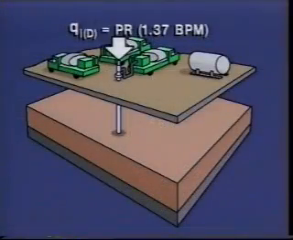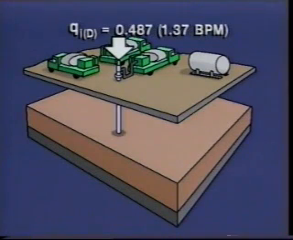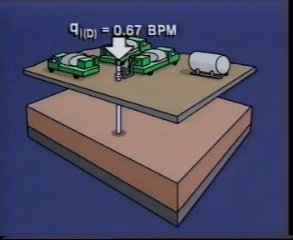The injection rate into the damaged well is therefore equal to 0.487 times 1.37 barrels per minute, or 0.67 barrels per minute. Note that this is an initial rate only, and that it will increase as the damage is removed. It should also be emphasized that if the injection rate is calculated to be below 1/4 barrel per minute, then the treatment must initially be pumped intermittently as follows.